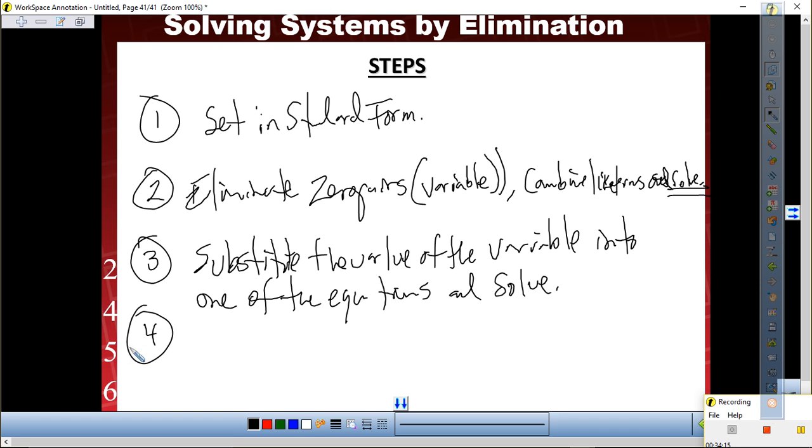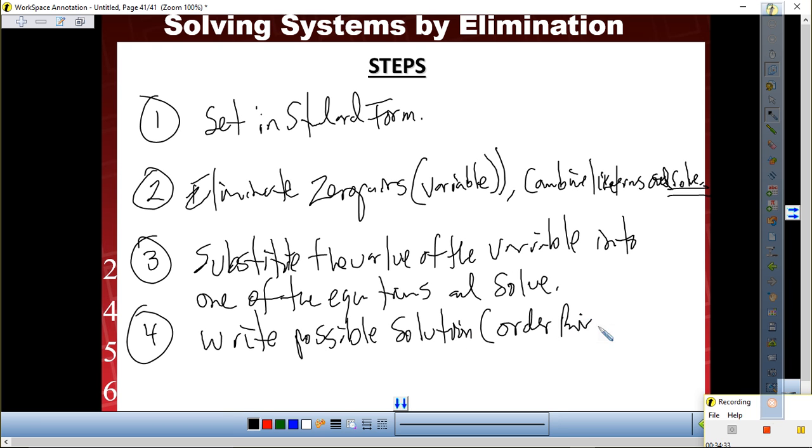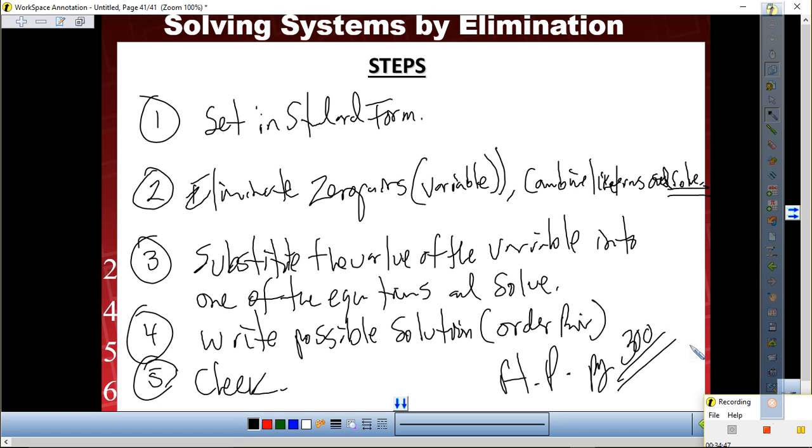Step 4. Cassandra. Put it in ordered pair. Write possible solution. Cassandra said ordered pair. What would be our 5th step, everyone? Check. That is correct. Home play for tonight is on page 300. 300 only.